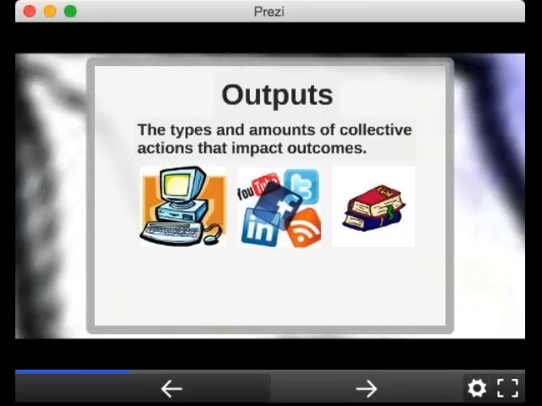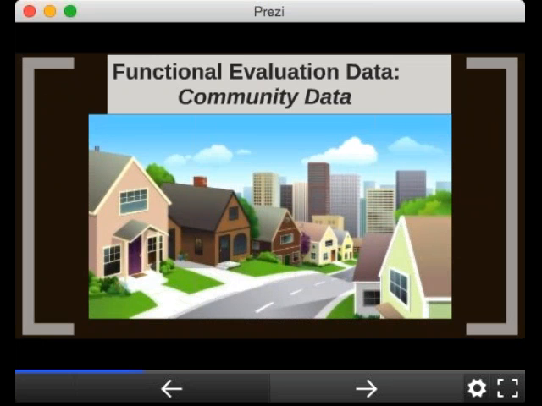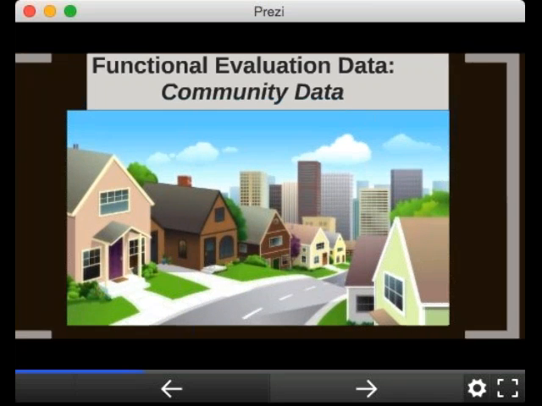So those are the two types of coalition data that we collect, right? It's data around capacity, how well is the organization functioning, and it's data around outputs. What's the impact of the work the coalition does on the community? Which takes us to our second category of data that coalitions will typically collect. And we refer to these as community data, right? This is data not about the coalition, but about the community that they serve.